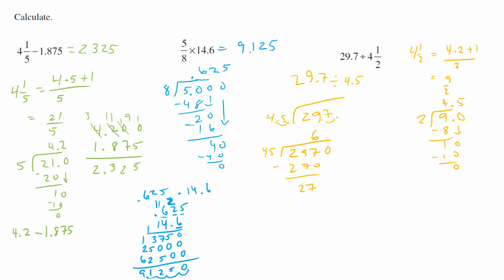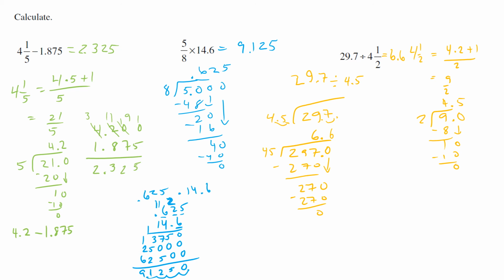45 won't go into 27, so I need to put a decimal and a 0. Drop that down. So let's see how many times 45 will go into 270. That goes in 6 times exactly. So go back, subtract. We got a 0. And so this one is going to be equal to 6.6.